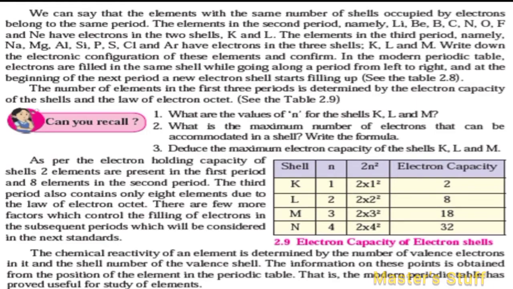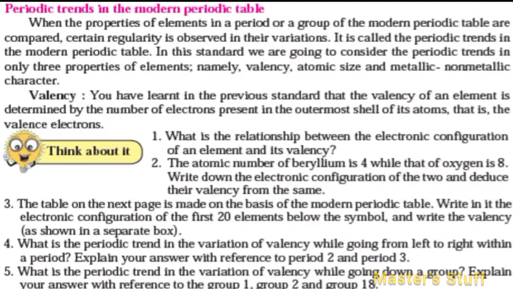For a shell, the electron filling capacity is given by the formula 2n square. That is, shells K, L, M, N take values of n as 1, 2, 3, 4 respectively. So accordingly, the electron filling capacity for the K shell is equal to 2 into 1 square, which is equal to 2. Similarly, we can calculate the electron capacity of the other shells.